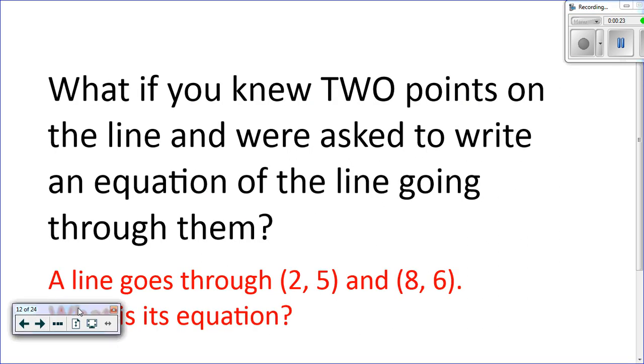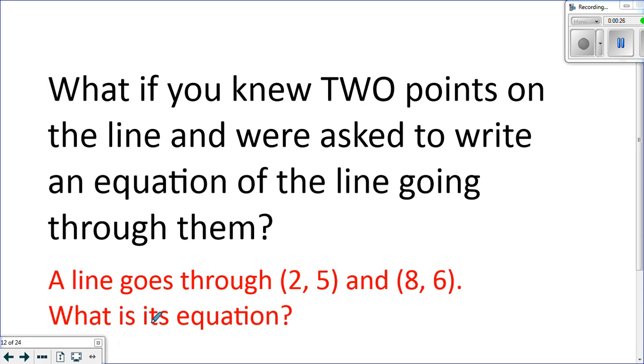So if I have 2 points on a line and I'm asked to write an equation of that line going through them, so going through these ordered pairs (2, 5) and (8, 6). So let's say I have a graph and I have an ordered pair of (2, 5), right? This is going to be a really messy graph. And (8, 6) would be somewhere over here. And I want to write an equation of a line that goes through those 2 ordered pairs.